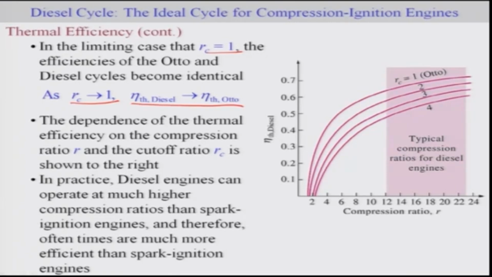The typical compression ratio for diesel is more than that of the Otto cycle. It is in the range of 12 to 22. And if you increase the compression ratio, of course, the efficiency will be more. So in general, the efficiency of a diesel engine is more than that of a spark ignition engine.